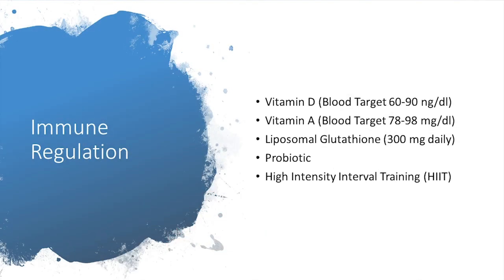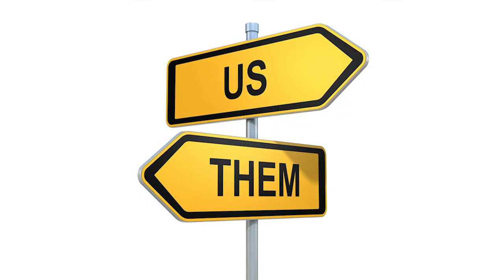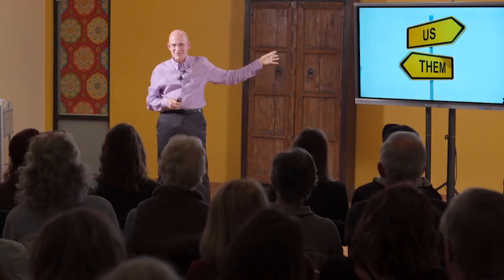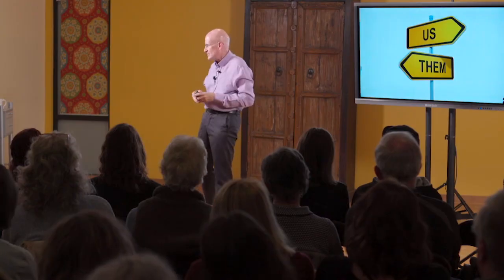And I gave you some very tangible tools of seeking the appropriate blood levels for vitamin A, vitamin D, some standard dosing for glutathione, getting a probiotic in, and we talked about the miracle of high-intensity interval training, HIIT, and then started talking about the autoimmune protocol and also intermittent fasting. This tonight was all about us versus them. It was all about the intelligence in your immune system, not the strength, to be able to ferret out what is good for you, what is bad, what is your cells, and what is everything else in the environment that needs to be excluded.